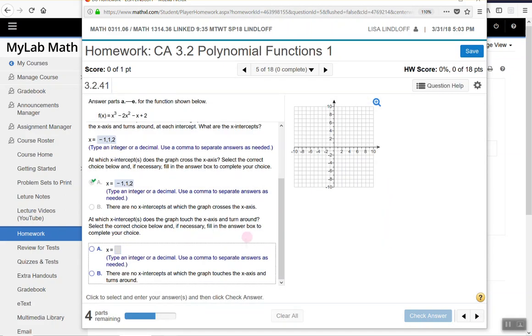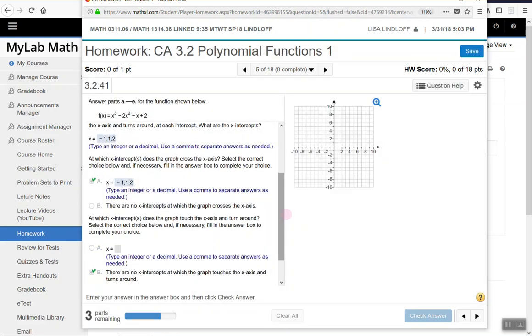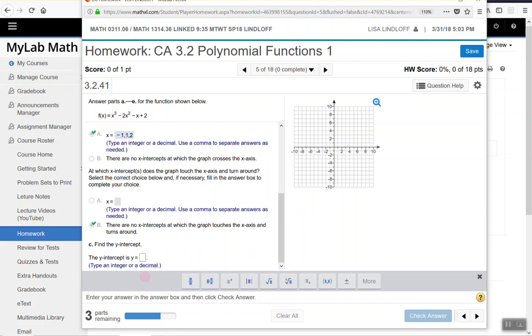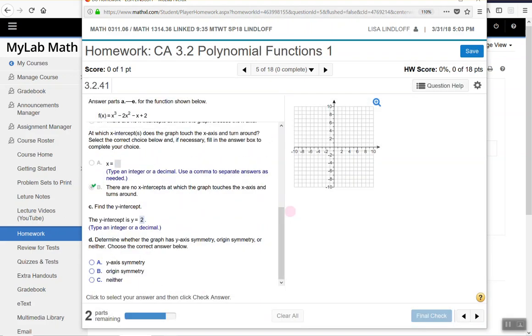All right. Which ones touch and turn away? There are not any, so it is that one. That's good. The y-intercept. The y-intercept of this is the final value up here. I could get it from the graph. It's 2. And I just wanted to do those so that I could ultimately get over here. There is no symmetry.